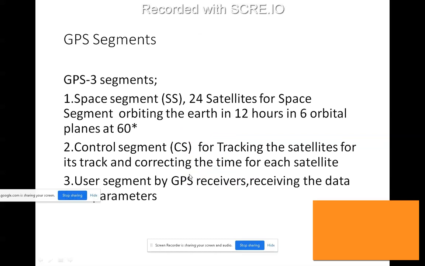The next is the control segment. The control segment is used for tracking the satellites, and it is able to track as well as correct the time for each satellite. And then the user segment is nothing but the GPS receiver. The receiver will receive the data and parameters.